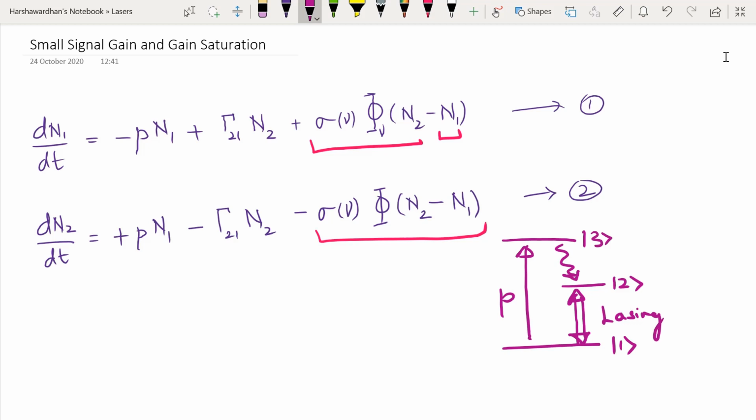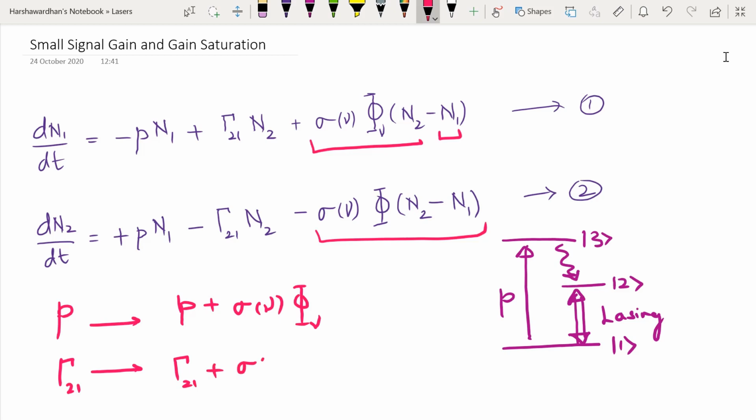To do that, you will clearly see the following. If I take the threshold equations, wherein I replace my P and gamma 21 in the following manner, that I replace P by P plus sigma times phi. Similarly, I replace gamma 21 by gamma 21 plus sigma of nu times phi. You will see that we will basically get back the same equations. So let me just point that out to you.